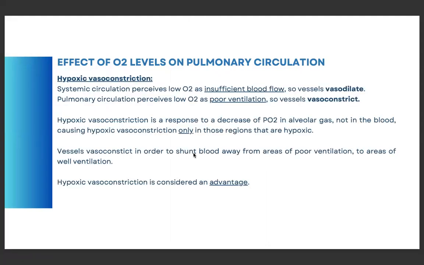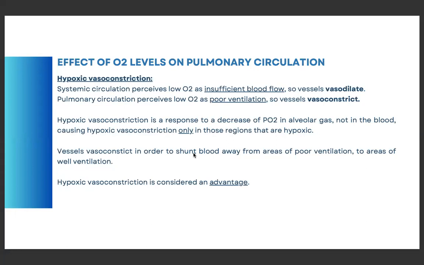So starting off with the hypoxic vasoconstriction, it's important to understand the effect of blood oxygen on the pulmonary circulation. In the systemic circulation, when you have a low oxygen level, this leads to vasodilation, as it is interpreted as low oxygen, so basically insufficient blood flow. So vessels in the systemic circulation will vasodilate to increase that blood flow. This is basically what keeps your tissue, like your muscles, from being deprived of oxygen.